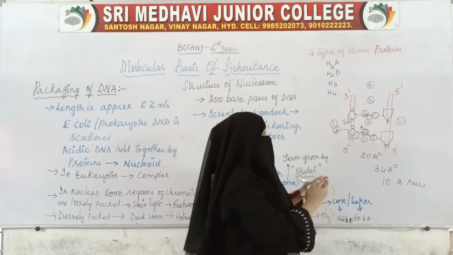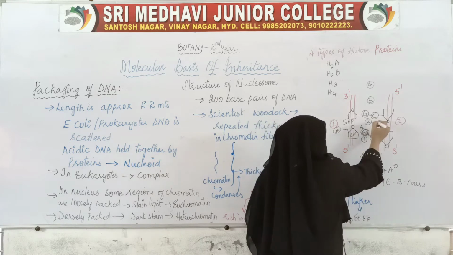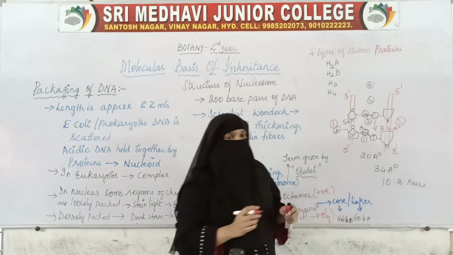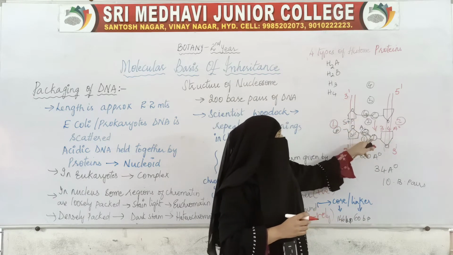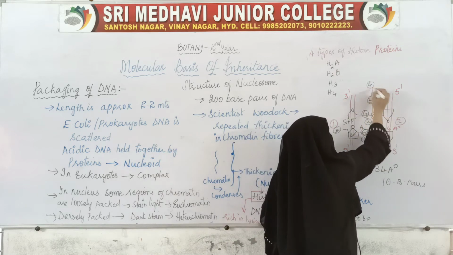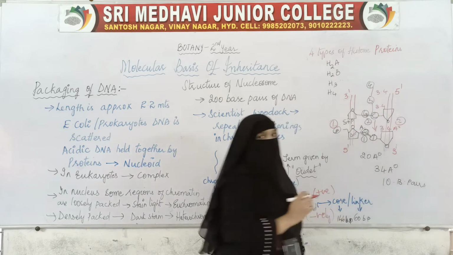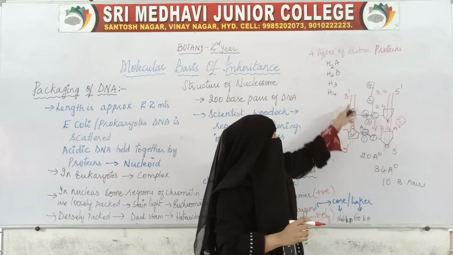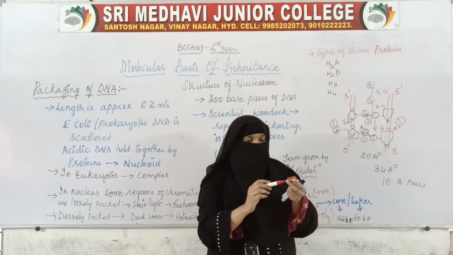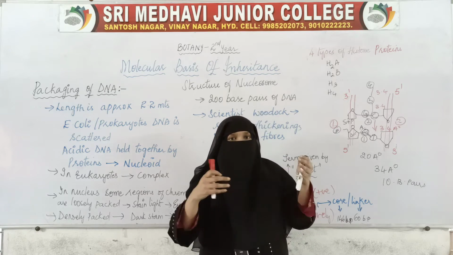So basically the distance between these two base pairs will be 3.4 angstroms. Then these two will be 3.4, then these two will be 3.4. So in base pairing, this is the skeleton, and these bases act as the bridge.